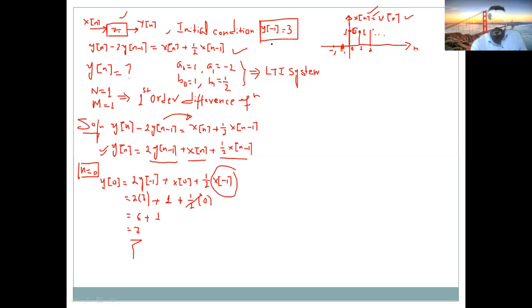How about the output when n is equal to 1?